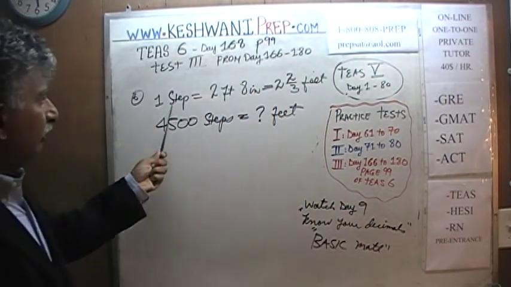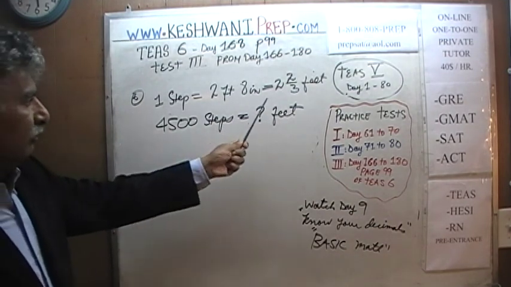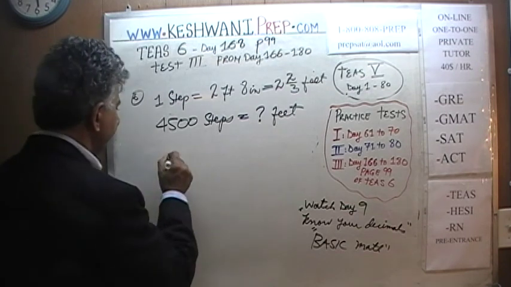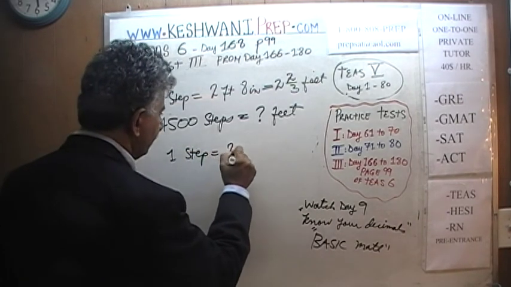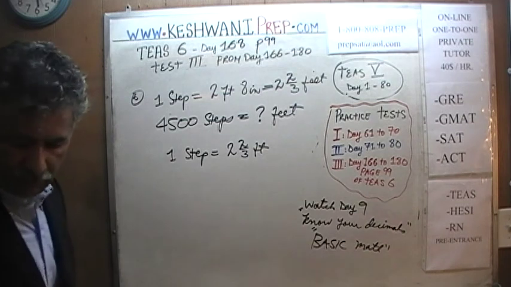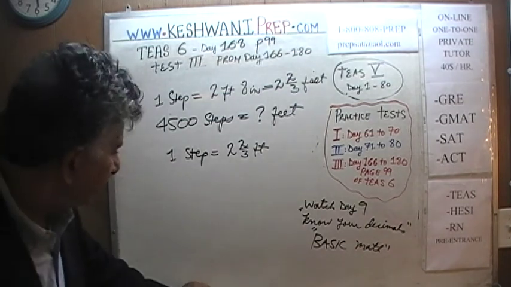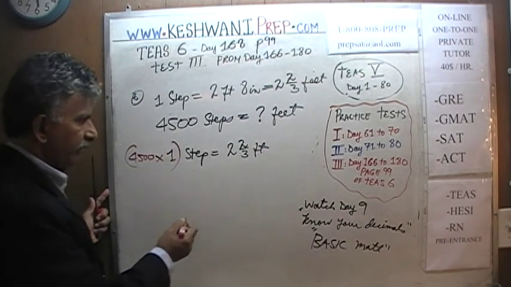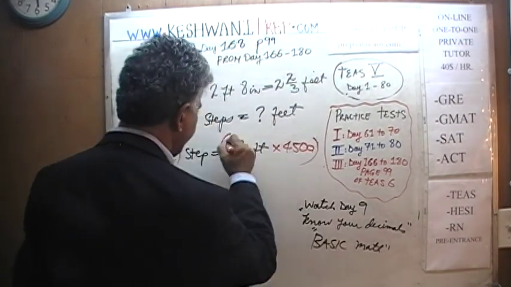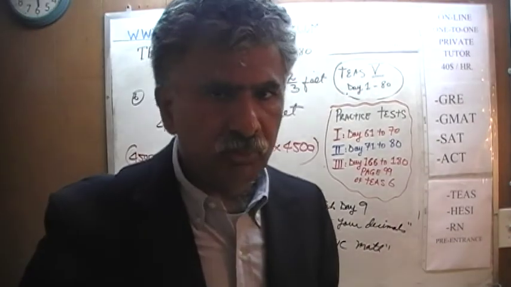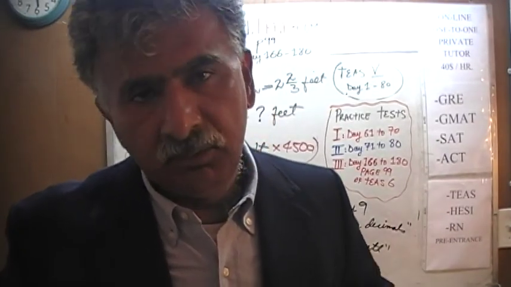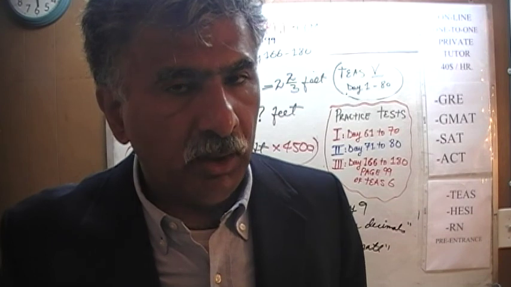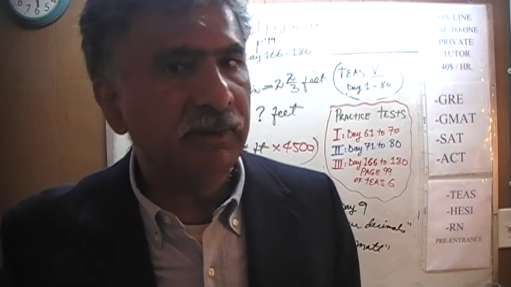It's very simple. If one step is 2 2/3 feet, then 4,500 steps must be, we don't want one step, we want 4,500 steps. Multiply this side by 4,500, we have to multiply this side by 4,500. In other words, if one step is 2 2/3 feet, then 4,500 steps must be simply 4,500 times 2 2/3. All we have to do is find out what that is. How much does 2 2/3 times 4,500 equal? Let's find out, shall we?